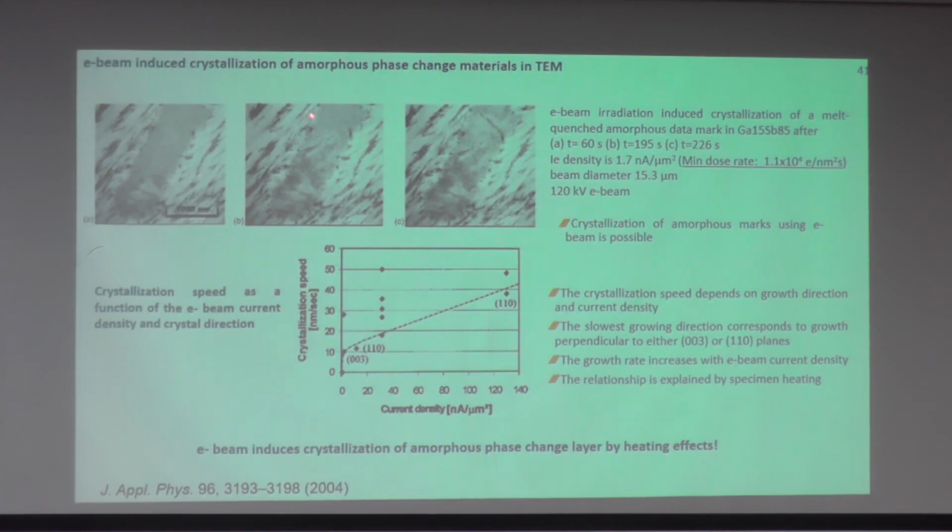Also, the effect of crystallization of amorphous marks here was explained by heating effects. Because of electron beam interaction, there are some heating effects, and they lead to the crystallization of this material.